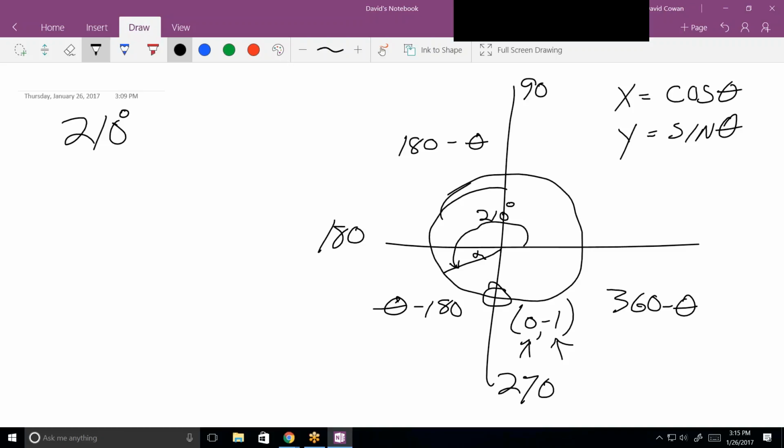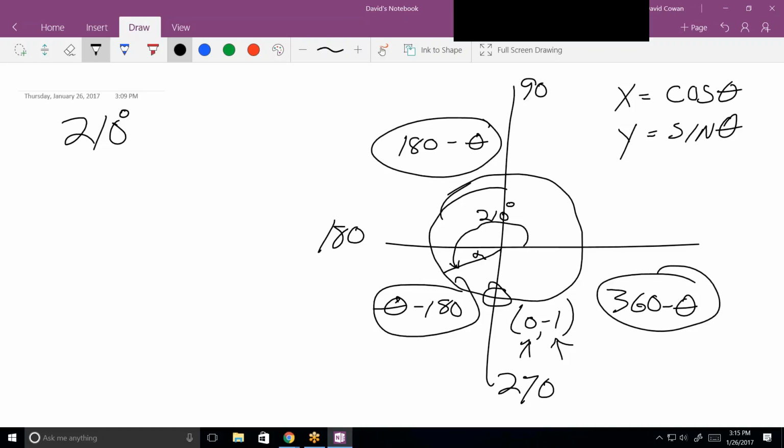In other words, no matter what quadrant you're in, if you figure out the acute angle that's made with the x-axis, that will be either that, or that. In the case of 210, I'm going to take 210 minus 180, and I get 30 degrees as this angle alpha. So that's equal to 30.